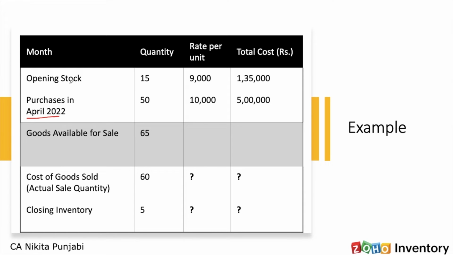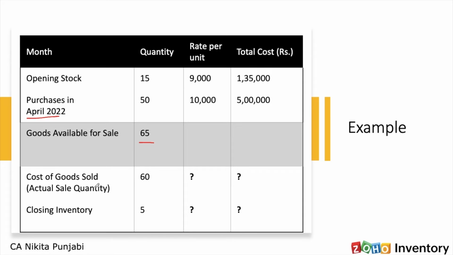Now, the opening stock is 15 units, the rate of which is 9,000 per unit. Some purchases were made in April 2022, 50 units. The cost at which they were purchased is 10,000. Total cost 5 lakhs. Now the total goods available for sale is 50 plus 15, which is 65.